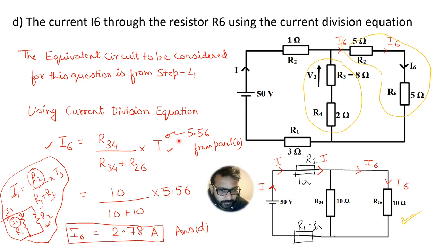So we are going to use that value. R34 and R26 we have already calculated, so we use the same values. Simply substitute the values and do the calculation. You should end up getting 2.78 amperes. Don't forget to write the unit, amperes. So this is the answer for part D.